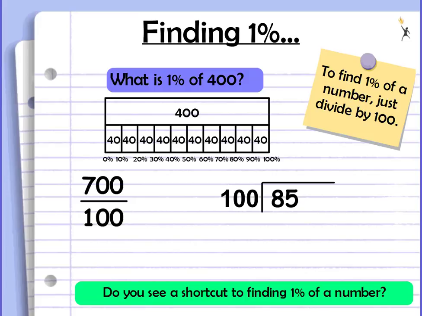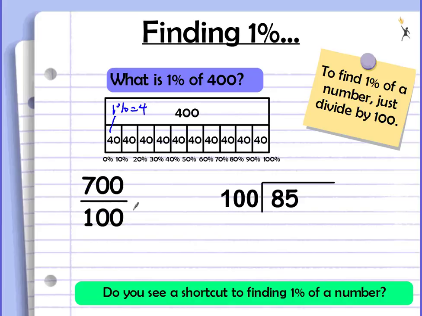What is 1% of 400? Well, it's the same thing as finding 10%, but instead of dividing by 10, you divide by 100, because 1% is 1 out of 100. If we had our model here, and we've already broken it up into tenths, if we were to take each 10% and divide it up into ones, then 40 divided by 10 would be 4. So 1% would equal 4.